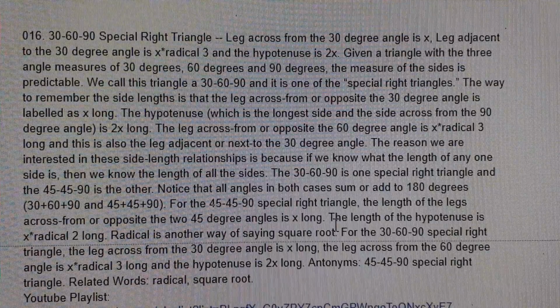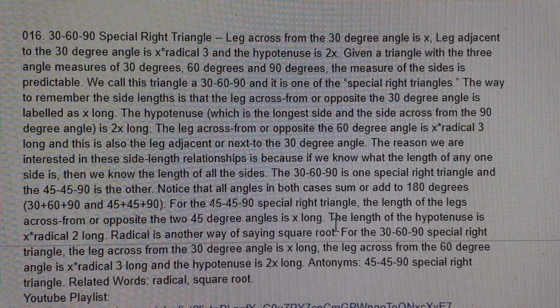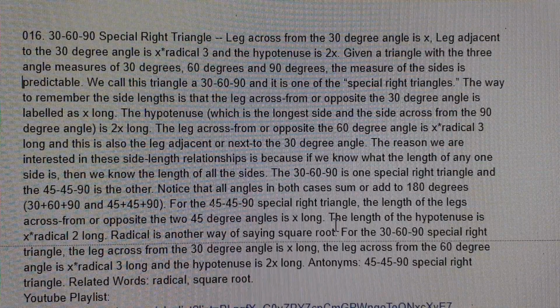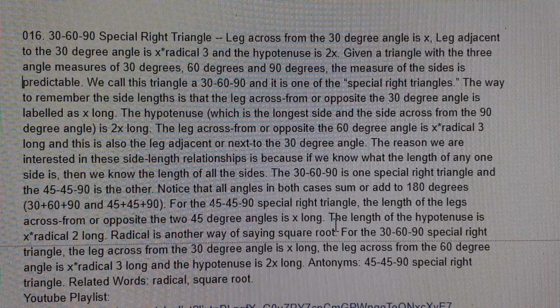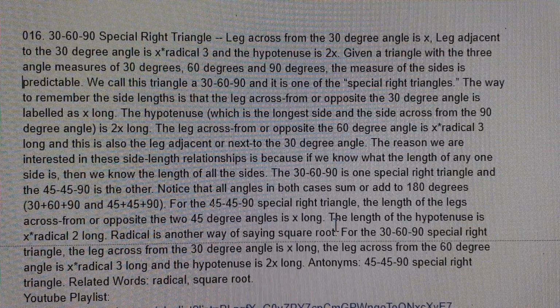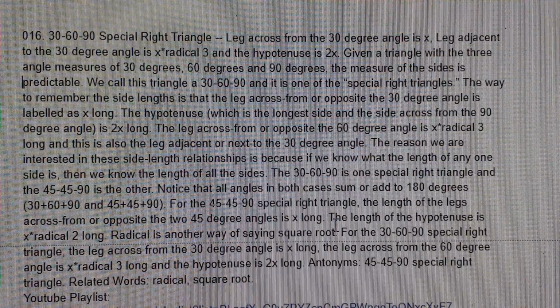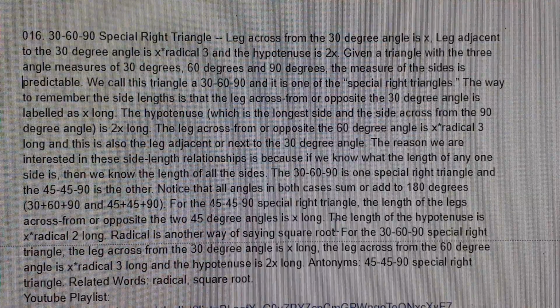For the 45, 45, 90 special right triangle, the length of the legs across from or opposite the two 45-degree angles is x long. The length of the hypotenuse is x times radical 2 long. Radical is another way of saying square root.